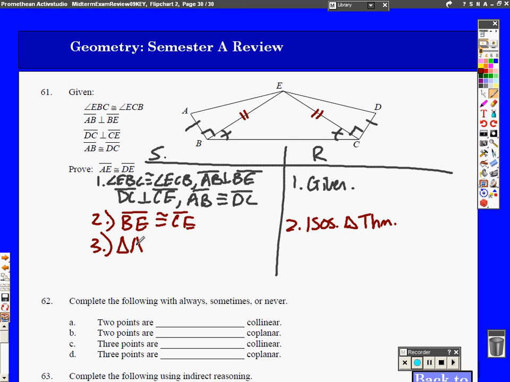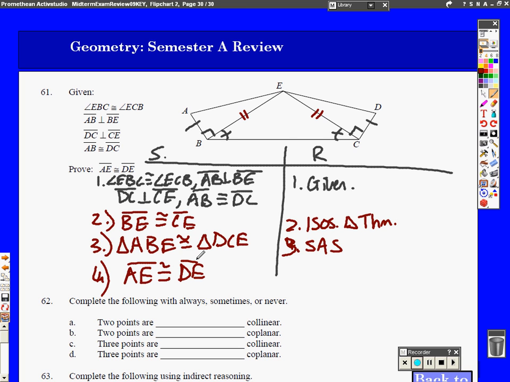Triangle ABE is congruent to triangle DCE because of side angle side. Number 3. Because in each one of them I have a side, an angle, and a side. Side, angle, side. And statement 4 will then allow me to go straight ahead and say that therefore AE must be congruent to DE, like I'm asked to prove, because of CPCTC. I have these two triangles are congruent, so therefore their corresponding parts must be congruent.